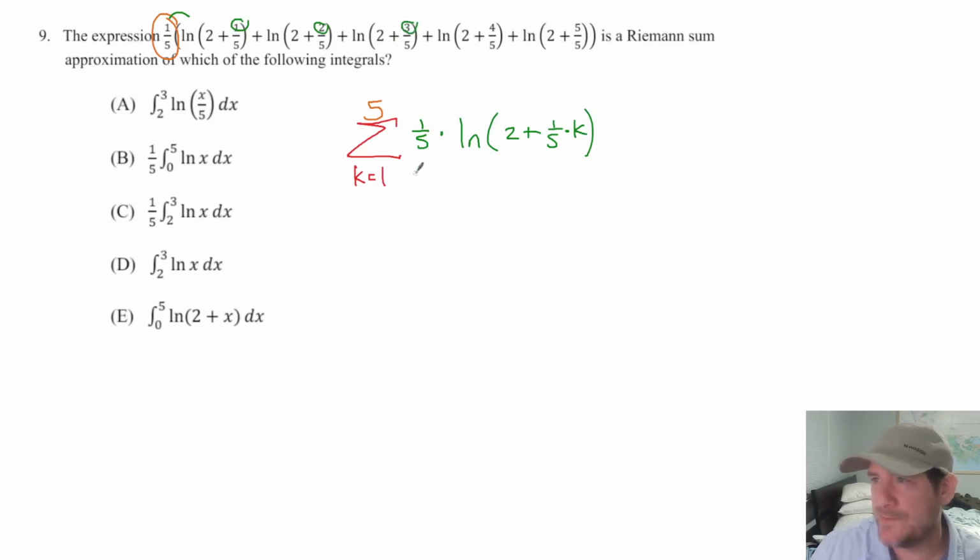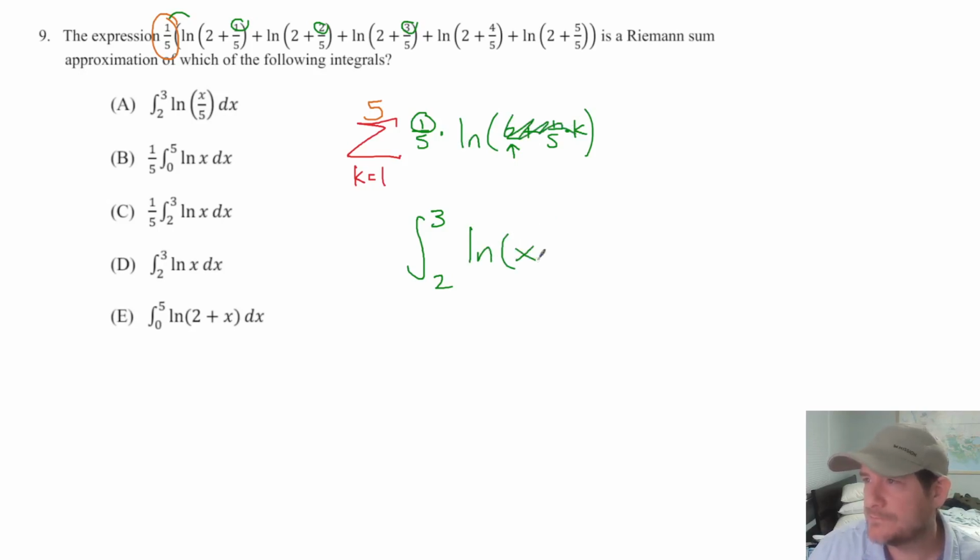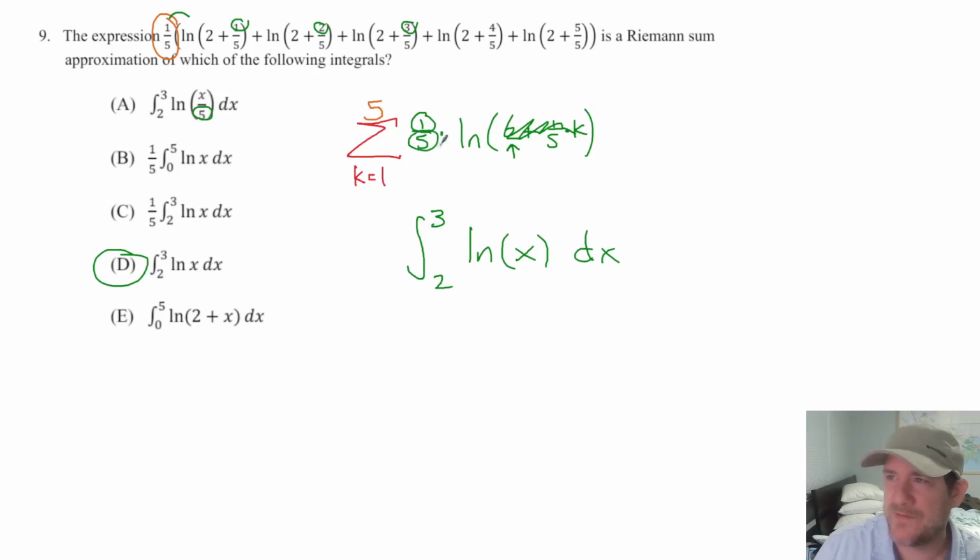So it does seem to me that if we were going to build an integral out of this, we would start at a lower limit of 2. We want a delta x width. We want the width to be 1, so it would go to 3. And the function that we're working with would be the ln of, well, just plain old x, dx. So the guy that goes from 2 to 3, ln x dx, so D should be the right one. Because again, A is incorporating this division by 5 thing, but we don't want that. That division by 5 is just part of our delta x.